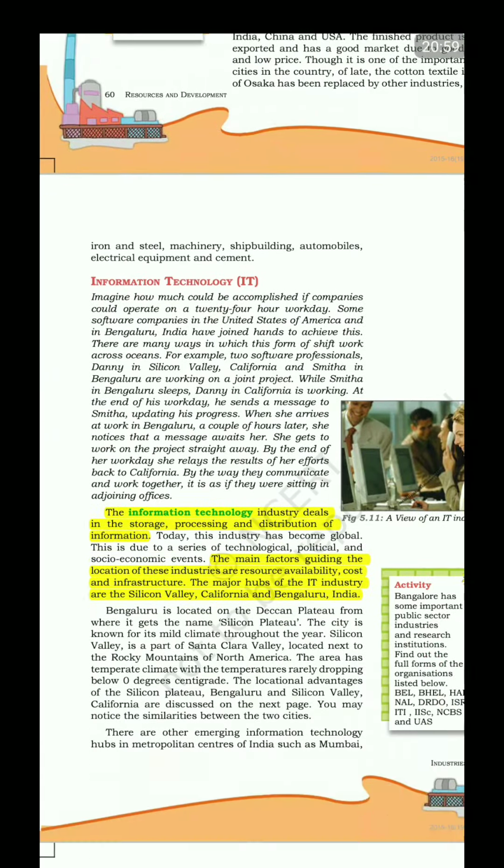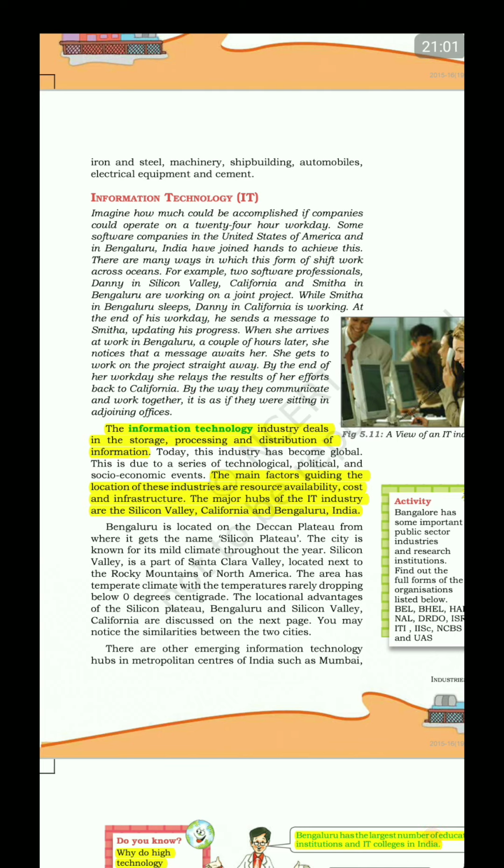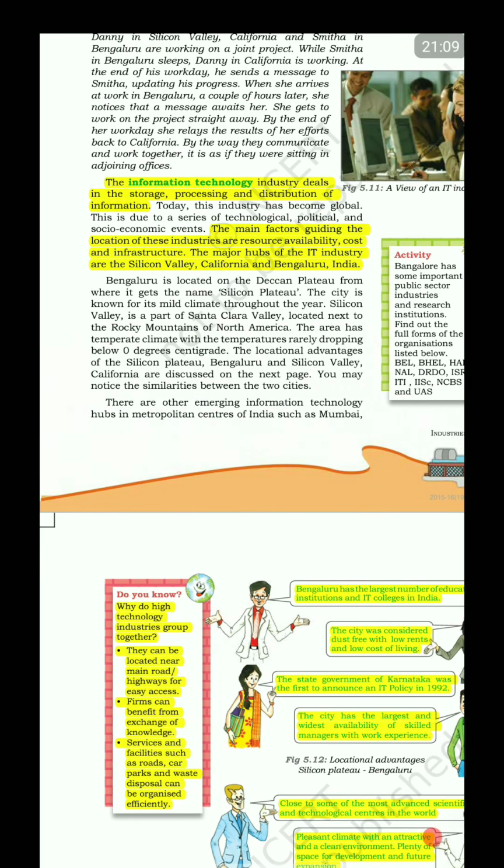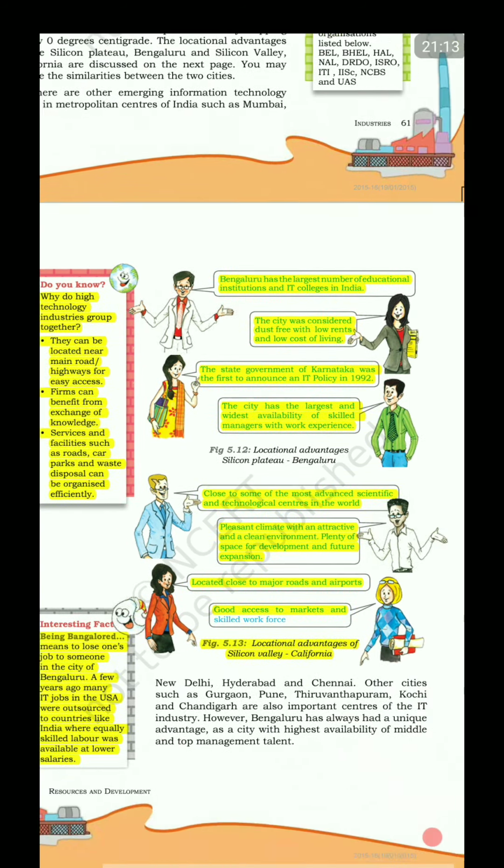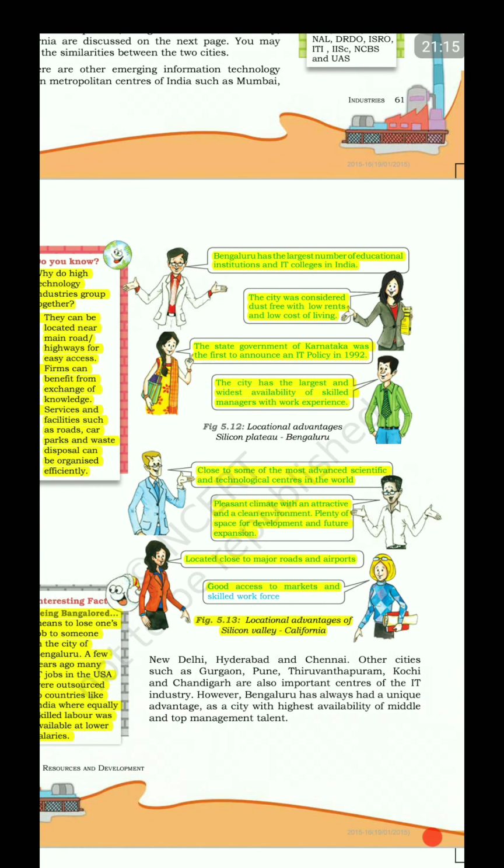Finally, we went to the information and technology industry, where we saw the main factors guiding the location of this industry are resource availability, cost, and infrastructure. We compared Silicon Valley and Silicon Plateau, both of them having a good climate. They are proximate to the educational and research institutes, and they are well connected with the airports and the major roads, right.